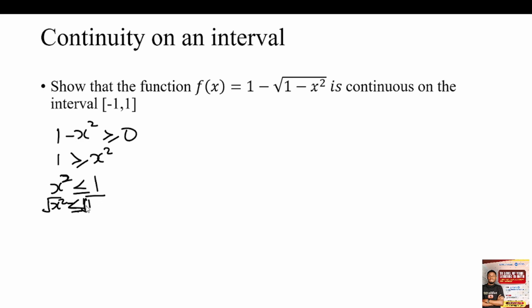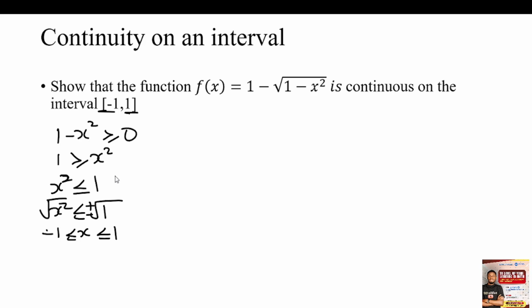positive or negative. Let me rewrite this one well. So I have x squared lesser than or equal to 1, and that we can say that x is greater than or equal to negative 1, but x is less than or equal to 1, which matches the given interval. And therefore, the function is defined throughout the interval [-1, 1].